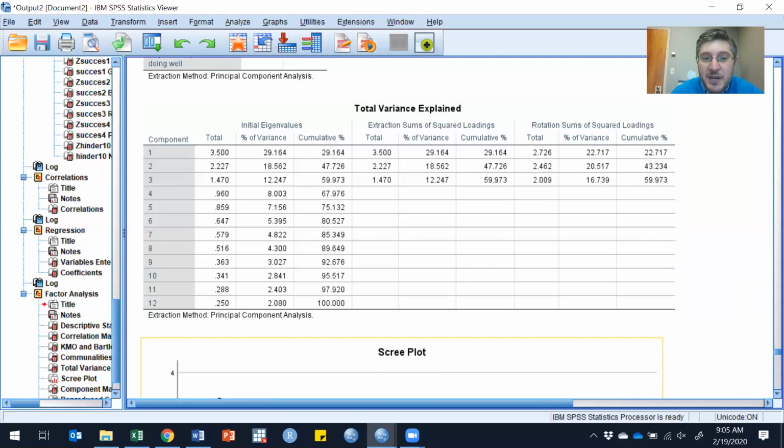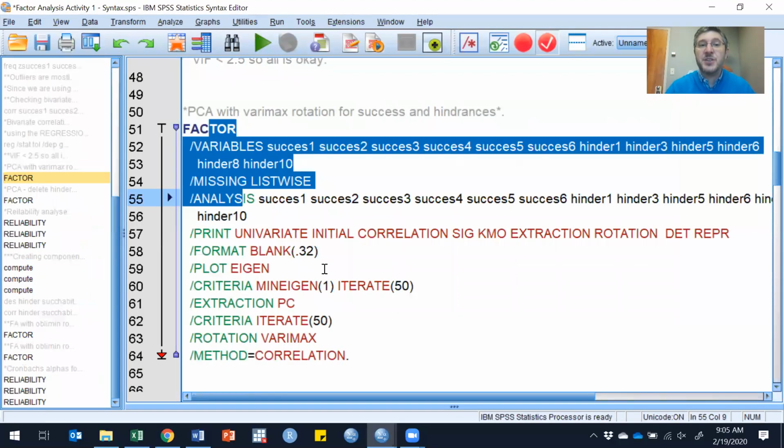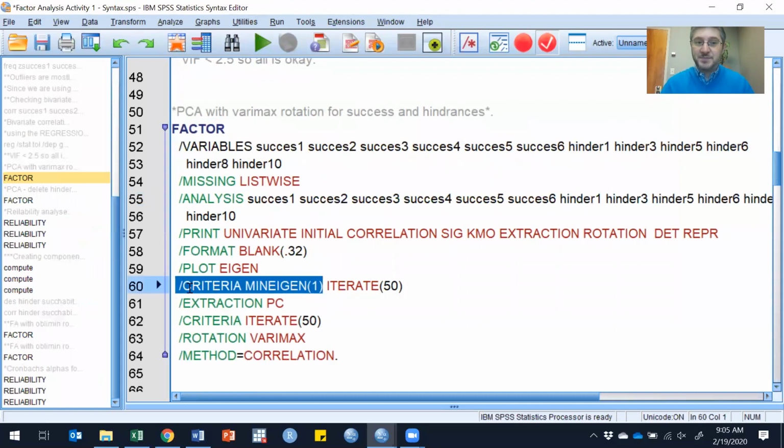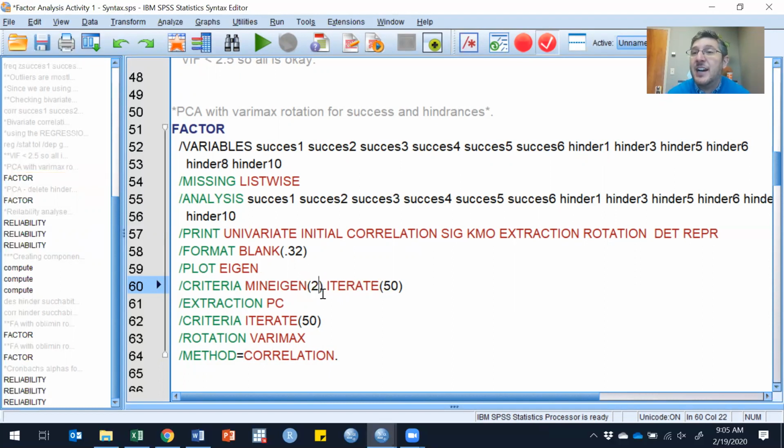Let me switch back to the syntax. This is where you change the extraction criteria, how many factors you want to extract. The MINEIGEN 1 right here says that I want to extract all factors or components with an eigenvalue greater than 1. You could change this to a 2 and you'd extract any components that have an eigenvalue greater than 2.